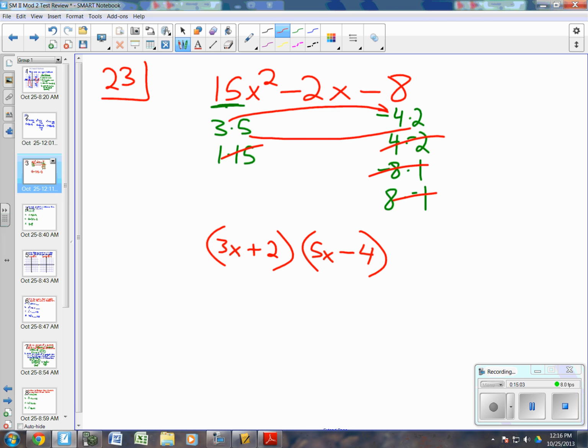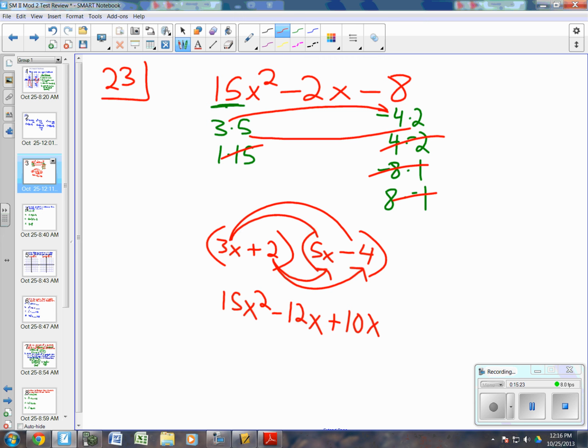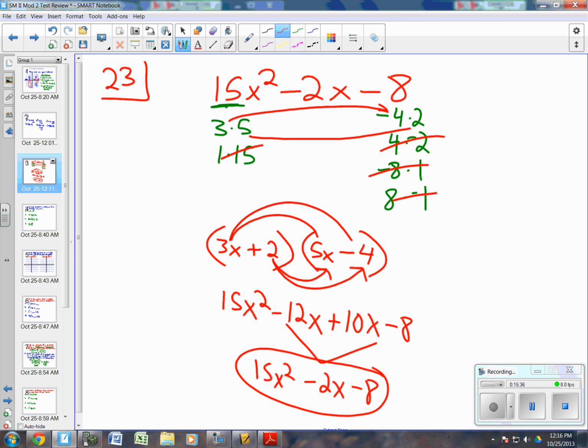Now, how can you check to see if you did it right? Yeah, multiply them back together, right? I could go 3x times 5x is 15x squared. 3x times negative 4 is a negative 12x. 2 times 5x is a positive 10x. 2 times negative 4 is a negative 8. I combine the two middle terms right here, and I get negative 2x. So I have 15x squared minus 2x minus 8. Is that what we started with? Then I did it right. So here's my answer.